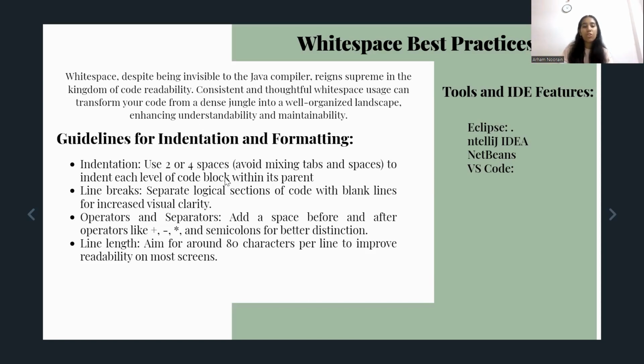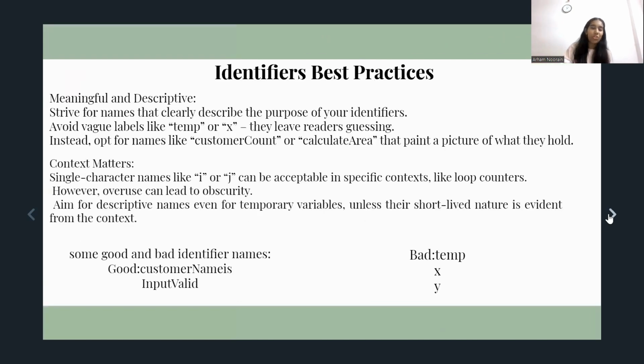Indentation: use 2 or 4 spaces. IDE features can be used in Java, such as NetBeans, VS Code, and Eclipse. Names should be meaningful and descriptive, and they should avoid vague labels like temp, x, and so on. Examples: customerCount, calculateArea. We have to give the name of what the code is going to hold in the further lines. Context matters. i or j can be acceptable in specific contexts like loop counters. Aim for descriptive names for temporary variables when their short-lived nature is not evident from context. Bad names include temp, x, y.